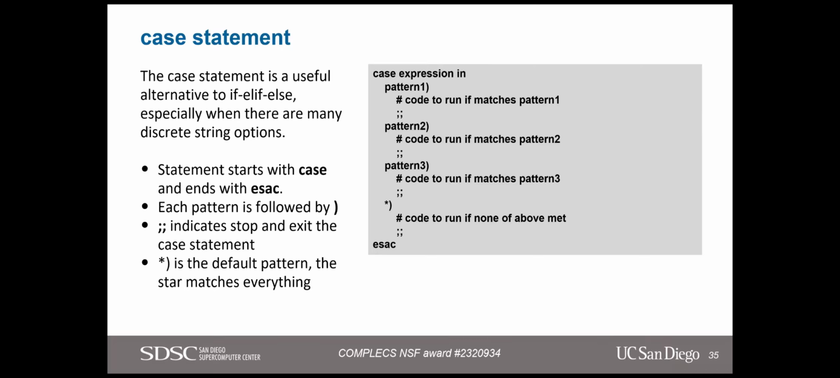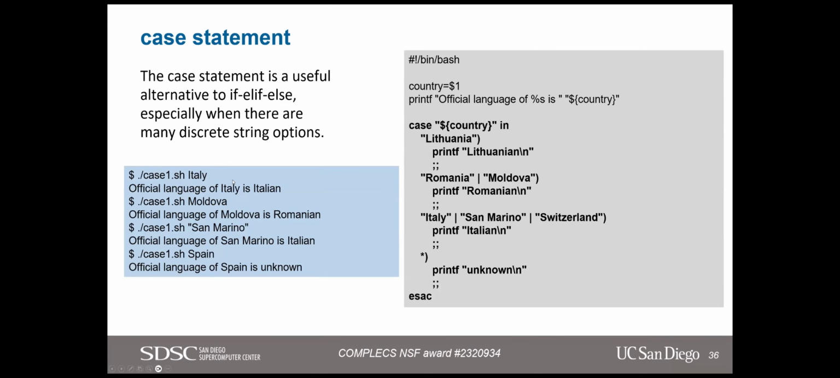Another thing to note is that you can use multiple patterns separated by the or, the pipe operator, but that list of patterns has to be terminated by a round bracket. So, for example, in this example, we're just going to check what languages are spoken in a country.